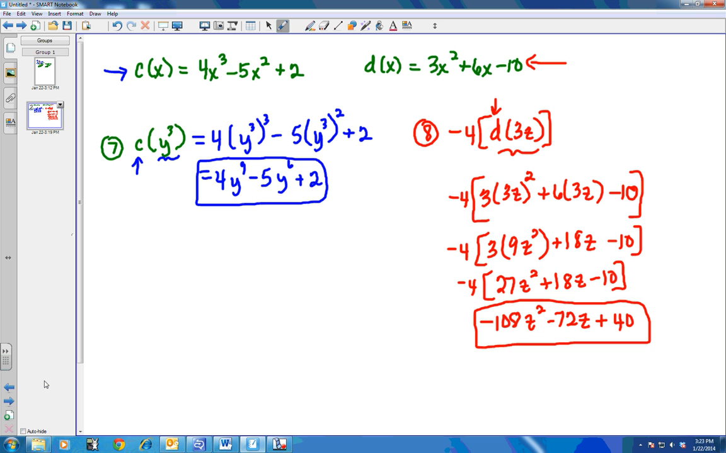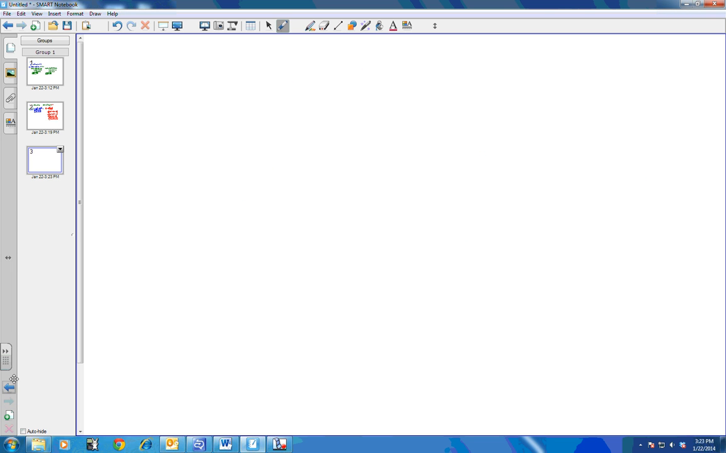Okay, we're going to do 2 more. We're going to do 9 and 10. On 9 and 10, I'm still using those same equations, so let me write them down again. C of x equals 4x cubed minus 5x squared plus 2, and d of x equals 3x squared plus 6x minus 10. And we're going to do number 9.